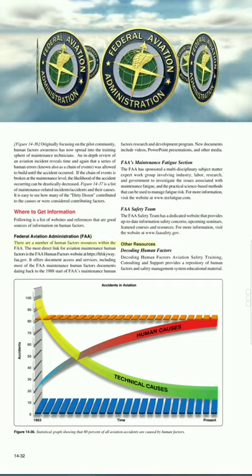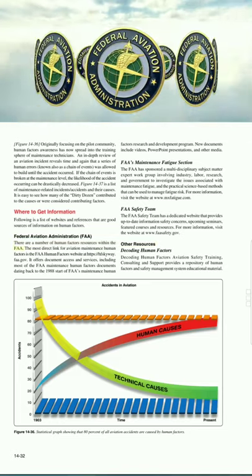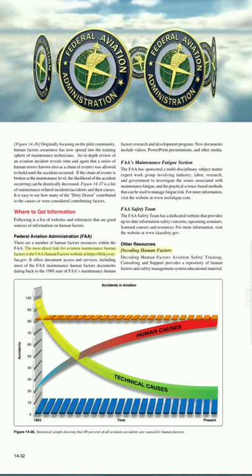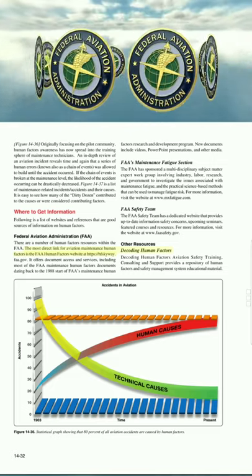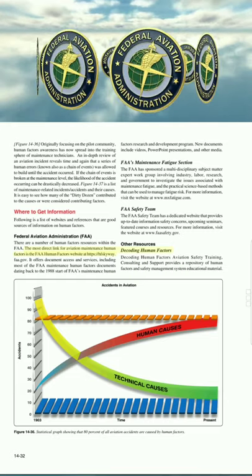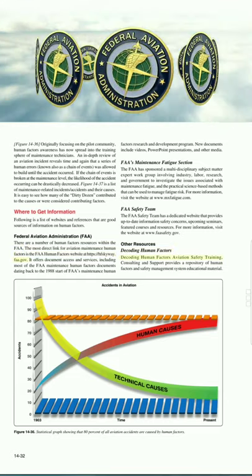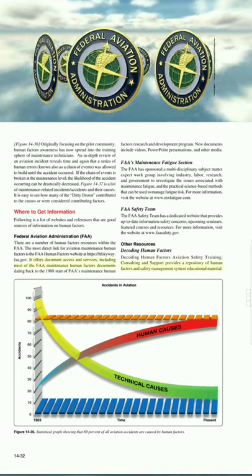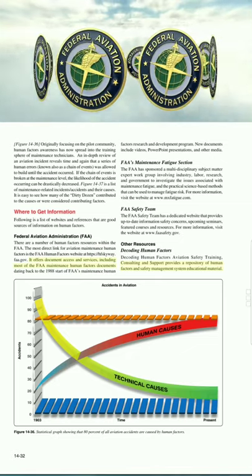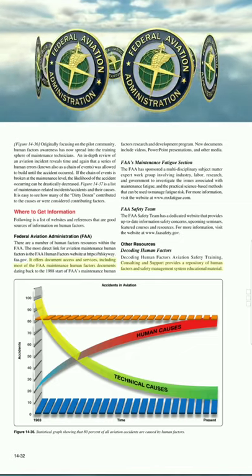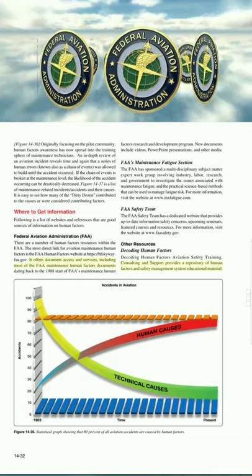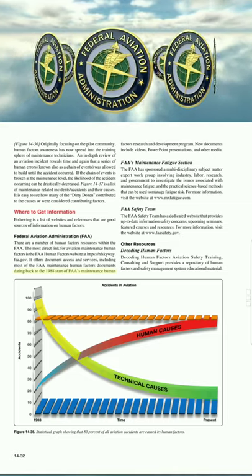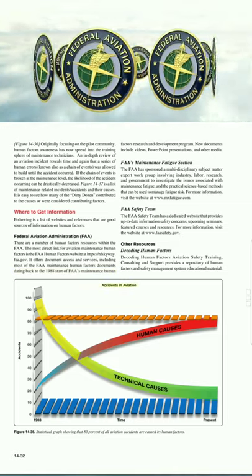There are a number of human factors resources within the other resources. The most direct link for aviation maintenance human factors is the FAA Human Factors website at https://hfskyway.faa.gov. It offers document access and services, including consulting and support, and provides a repository of most of the FAA maintenance human factors documents and safety management system educational material, dating back to the 1988 start of FAA's maintenance human factors program.